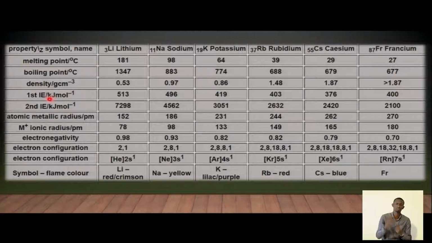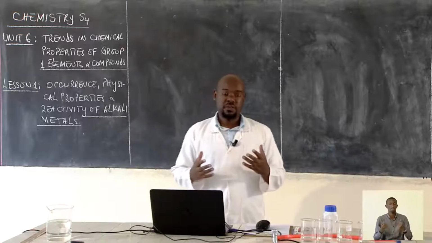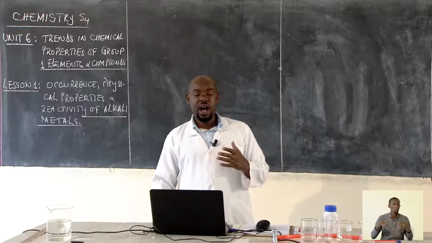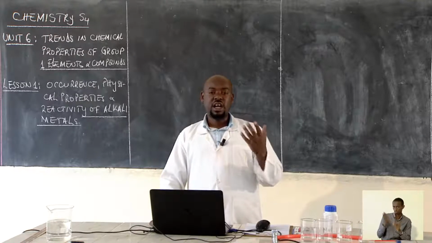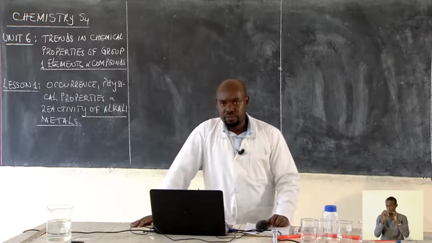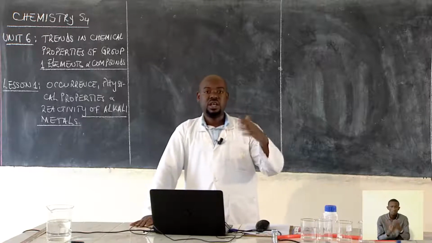We have first ionization energy, which is decreasing, second ionization energy, which is also decreasing as we move down the group. Atomic radius, we have the electronegativity. Here is the electronic configuration. You remember the electronic configuration from unit number 3. And here we have the flame colors. These elements have a special property, and the special property I'm talking about is that they color flames. So if you burn them, you will produce characteristic colors.